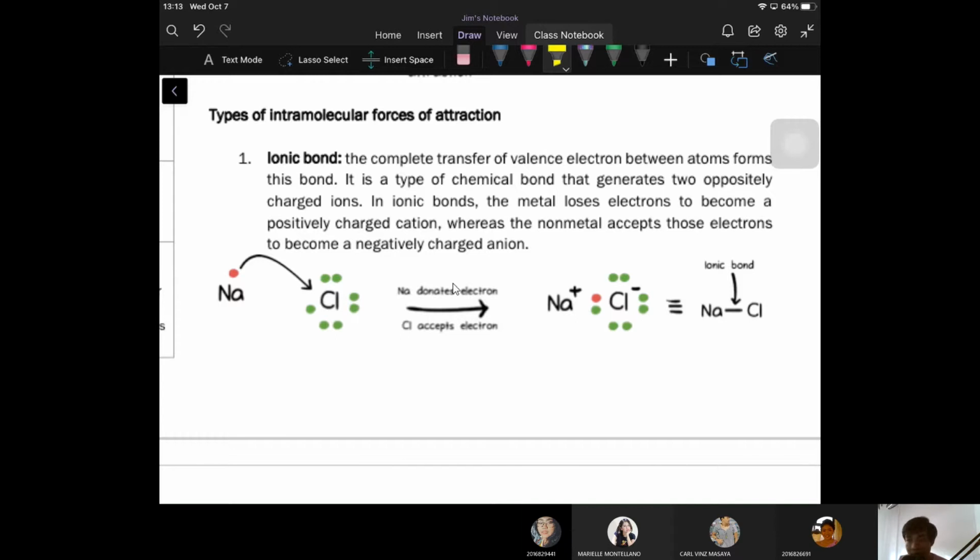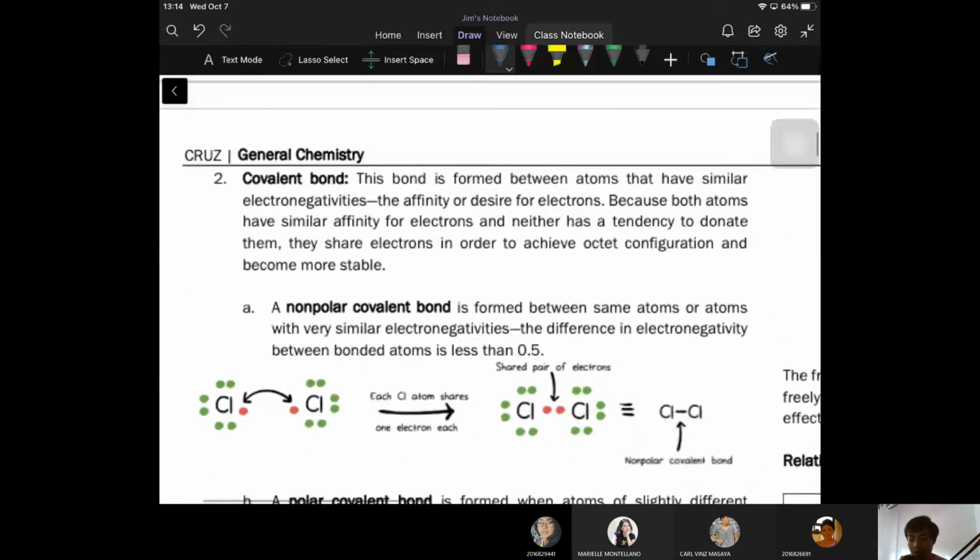The attraction between the positive and the negative charged particles are caused by electrostatic forces. So, yung attraction between positive and negative charges are caused by electrostatic forces. So, ito yung puwersa that joins the positive and the negative ions. So, magsasama sila just like magnets. That's ionic bond. So, yan yung isang uri ng intramolecular force of attraction. Let's proceed with the next one.